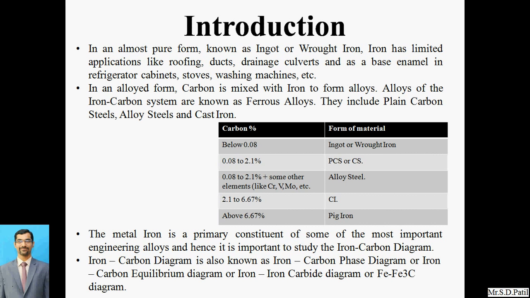Try to understand whatever may be the steel. In the next slide we will again focus on steel, because don't get confused between steel and iron. Steel is an alloy of iron and carbon, and iron is sometimes present in the pure form also, which is called wrought iron. The percentage of carbon varies, and we get different forms of materials.